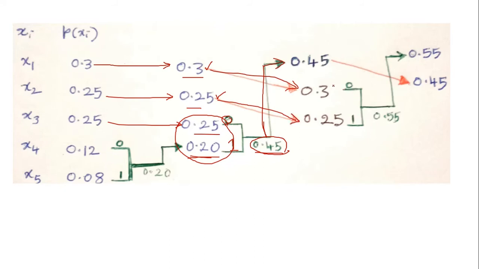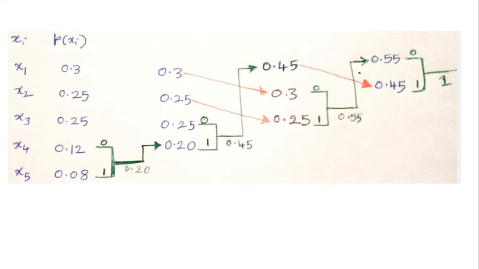And again we combine the lowest two probabilities, and we assign 0 to the upper branch and 1 to the lower branch. So 0.3 plus 0.25 will be 0.55. Again we compare the new symbol probability with the remaining probabilities. It is higher than 0.45, so we move this symbol to the position of this symbol, and this symbol will be pushed down to this.